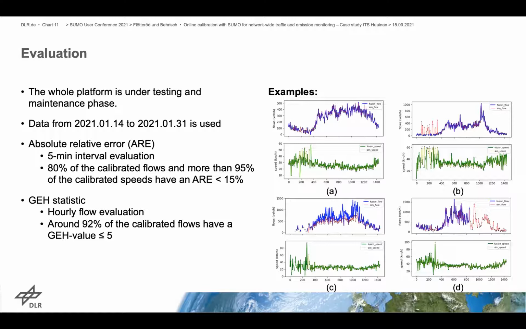And on the right-hand side, we would like to show some comparison examples. The blue color indicates measured flows. The red color means simulated flows. The fused speeds are indicated in green, and the simulated speeds are shown in yellow. So figures A and B show quite promising calibration results for both flows and speeds when the data is available, of course. And figure C shows a situation with flow underestimation from the simulation.